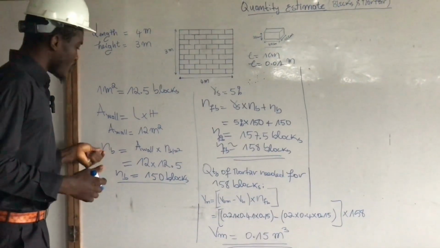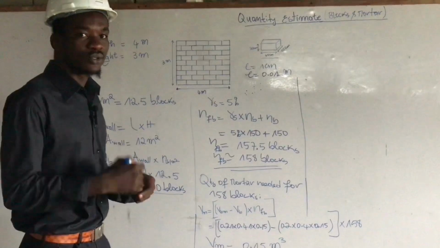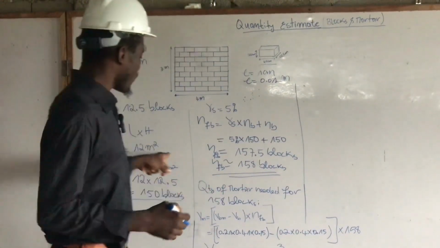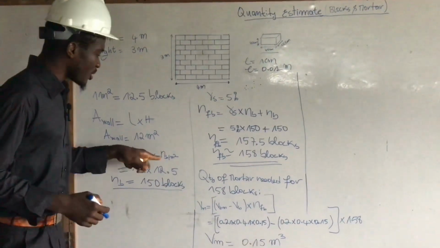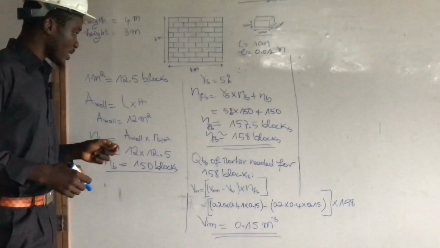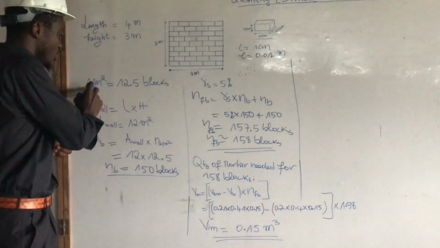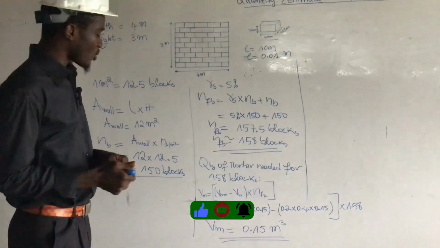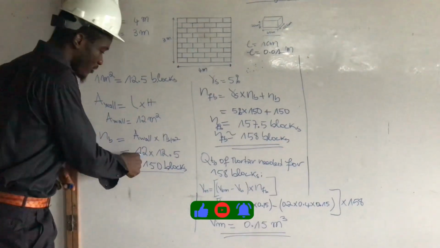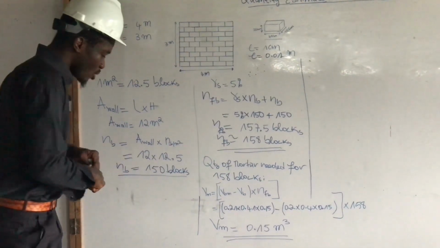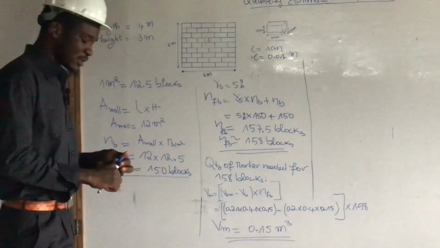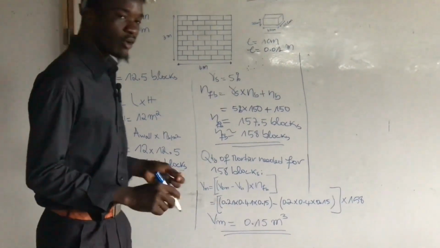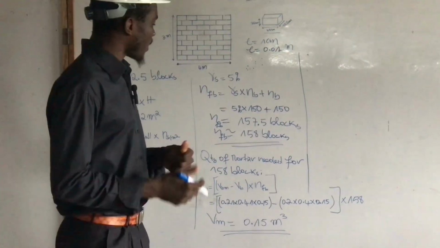So to get the number of blocks, you just use the area of your wall, 12 meter square, times the number of blocks per meter square. You know that 1 meter square corresponds to 12.5 blocks. So you have 12 times 12.5, which gives 150 blocks. This is the number of blocks needed to build a wall of 3 by 4.